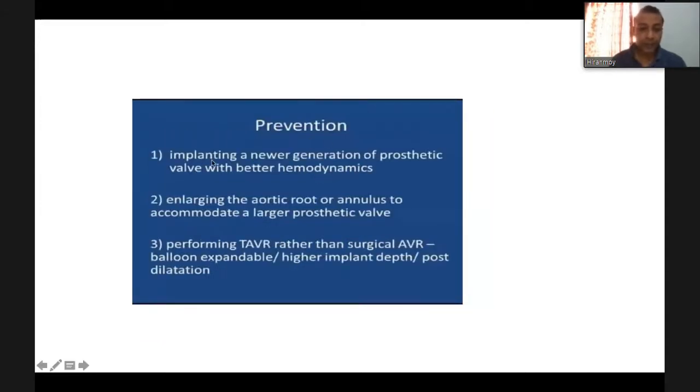Prevention of patient prosthetic mismatch: implanting a newer generation prosthetic valve with better hemodynamics. Enlarging the aortic root or annulus to accommodate a larger prosthetic valve. You have to implant the largest prosthetic valve we can accommodate to avoid patient prosthetic mismatch. Performing transcatheter aortic valve replacement rather than surgical aortic valve replacement is one option to avoid patient prosthetic mismatch, because TAVI can be balloon expandable, with higher implant depth, and we can do post dilation in case of TAVI.